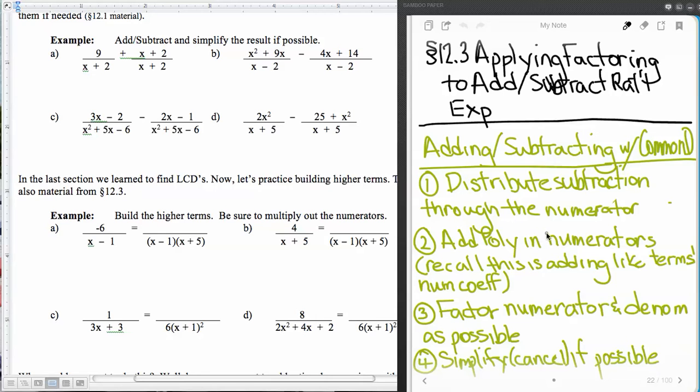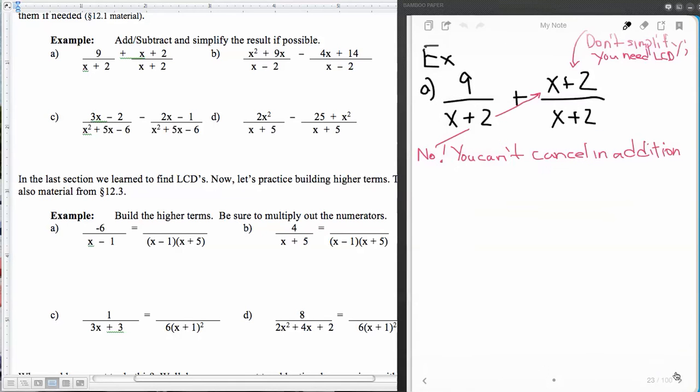Remember that that's adding the numeric coefficients of like terms. Then we're going to factor the numerator and the denominator as possible. And then we simplify by canceling if possible. So let's give it a go.